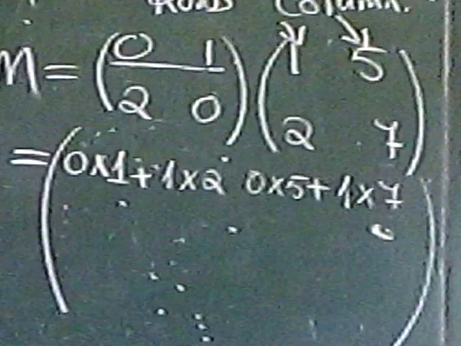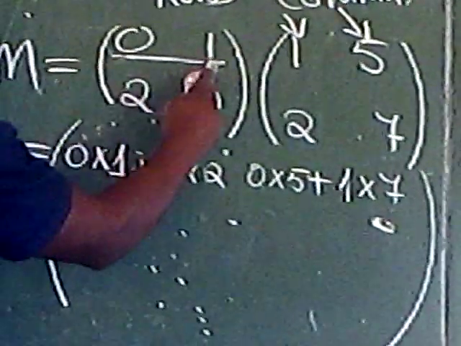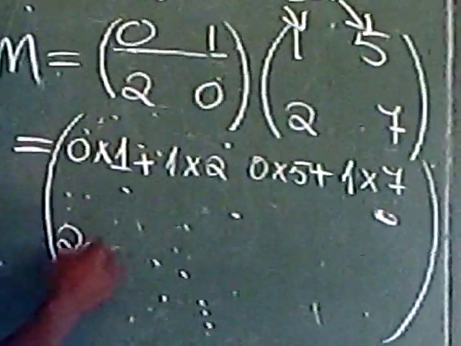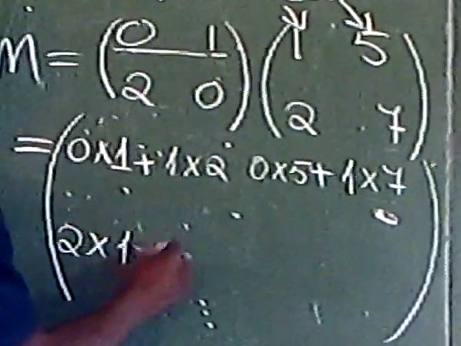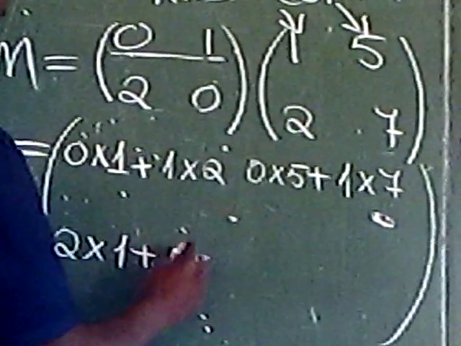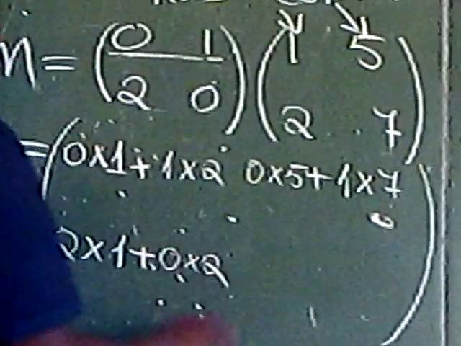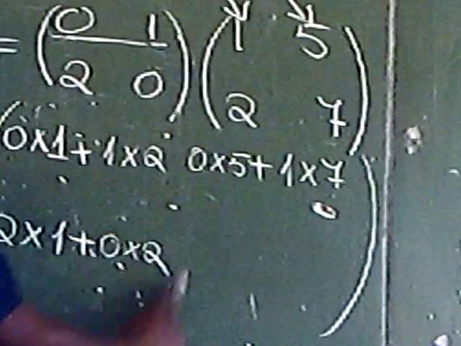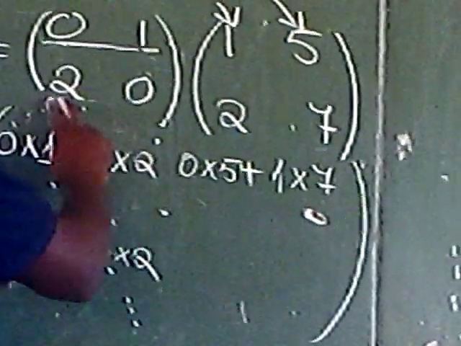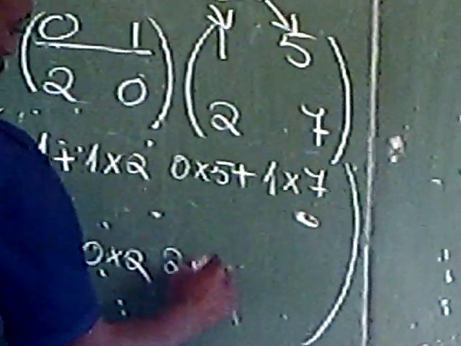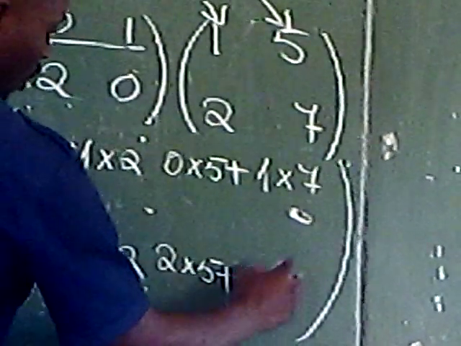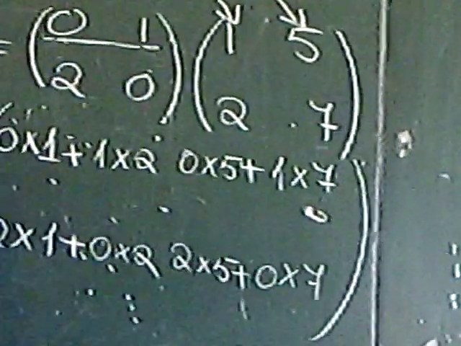Once we are done with the first row, let's move on to the second row. Right here it is 2 times 1 plus 0 times 2. We once again leave a gap so that we multiply with the second column. That will be 2 times 5 plus 0 times 7.